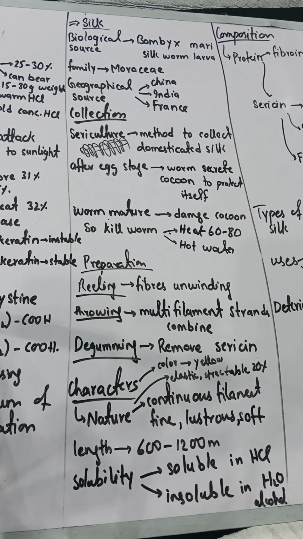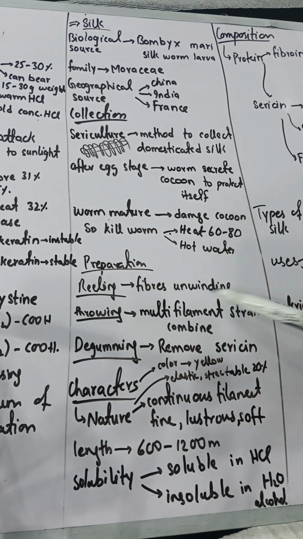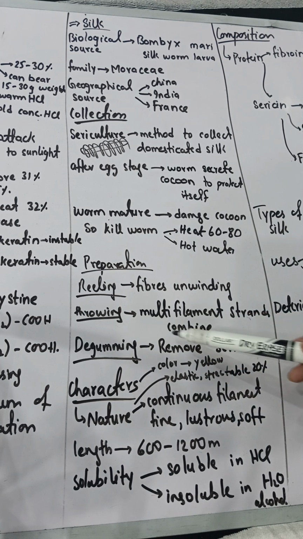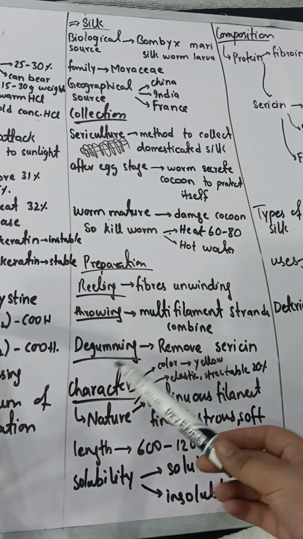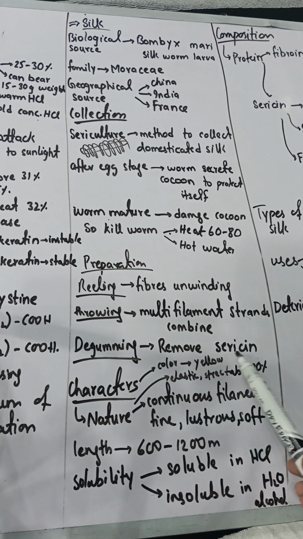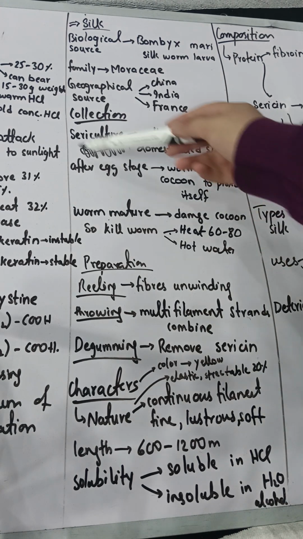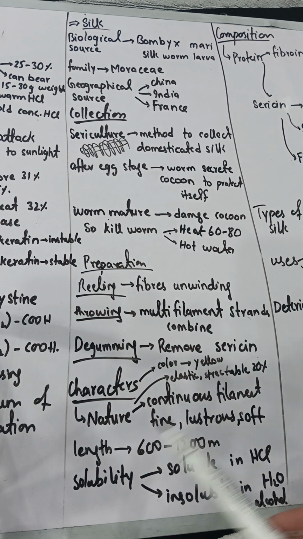Now you have to prepare the silk. First of all, you will go for reeling, which is fiber unwinding, then throwing, in which multi-filaments or strands are combined together. Then the process is degumming, in which you remove the sericin. What is sericin? Sericin is a protein which binds all the fibers together to form this structure around the larva.